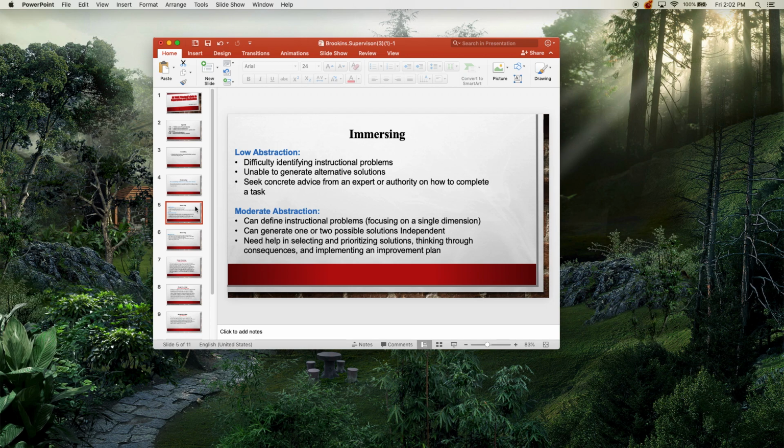We also discussed last week that an individual's level of abstraction could be focused on a particular thing, and not that the person just has a low level of abstraction in every component or every area of the profession. So make sure that you keep that in mind.